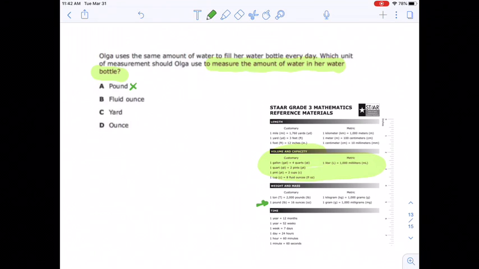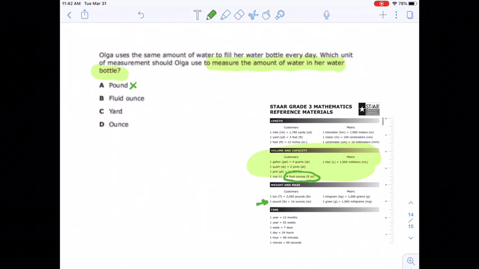How about B, fluid ounces? Where do you see fluid ounces on your reference chart? Yes, right here. That's in the right section, but does it make sense? Would we use fluid ounces to talk about how much water we would use to fill something up? Yes, fluid means liquid, and we're talking about the amount of liquid, and it's in the right section. So I like fluid ounces, but let's keep going.